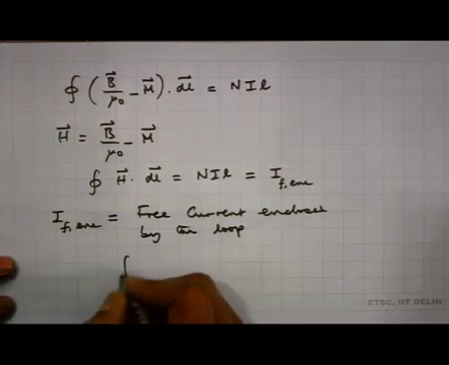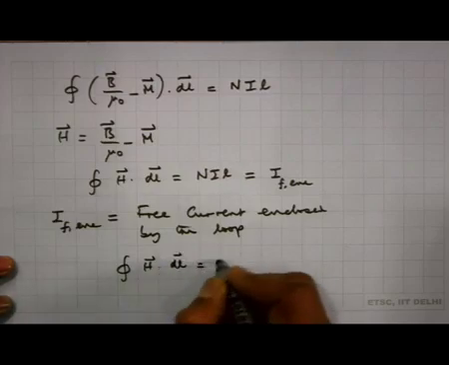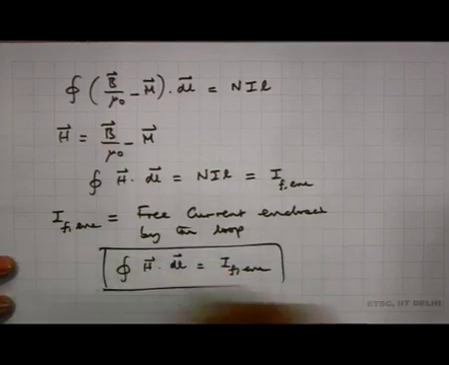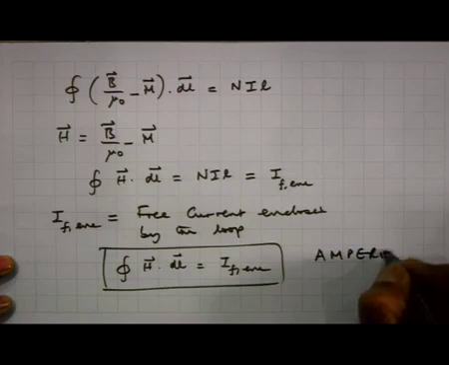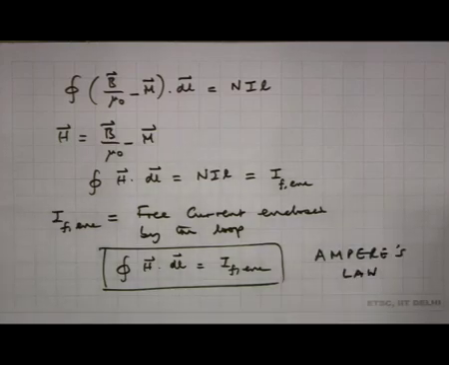So, I get a new form of Ampere's law: integral H dot dl is equal to I free enclosed. This is again Ampere's law, which is valid in the presence of material. Now, the advantage of this equation is that on the right hand side I only have free currents which are existing.